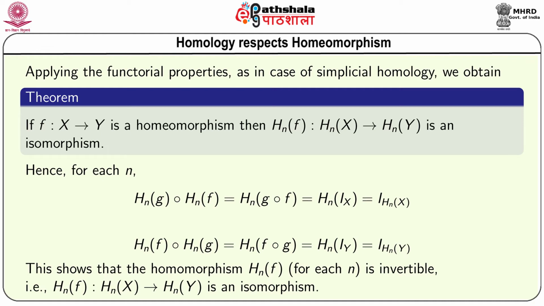Similarly, if we take Hn f composed with Hn g, that will be equal to Hn of f composed with g, and that is equal to Hn of the identity on Y, and of course, that is equal to the identity on Hn Y. This shows that the homomorphism Hn f for every n is invertible. That is, Hn f is an isomorphism.